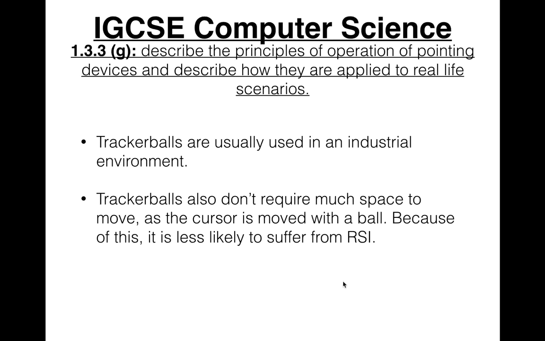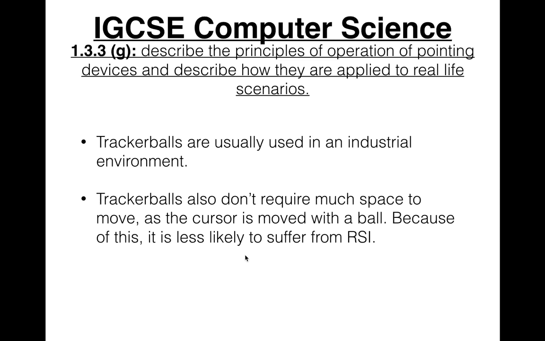Tracker balls are usually used in industrial environments. Tracker balls also don't require much space to move, as the cursor is moved with a ball. Because of this, it is less likely to suffer from RSI when you're using them. With mice, you're always moving your hand around, but with tracker balls, you're just moving a ball.